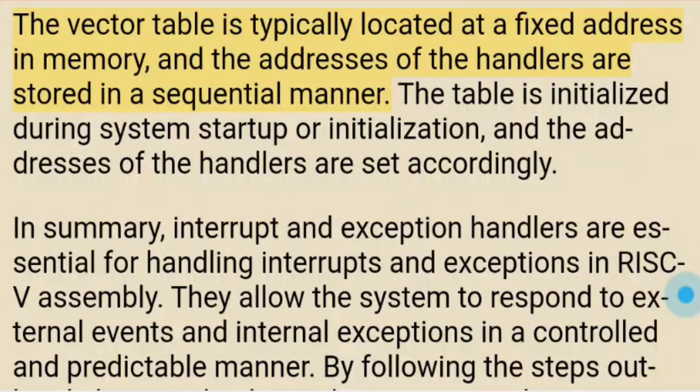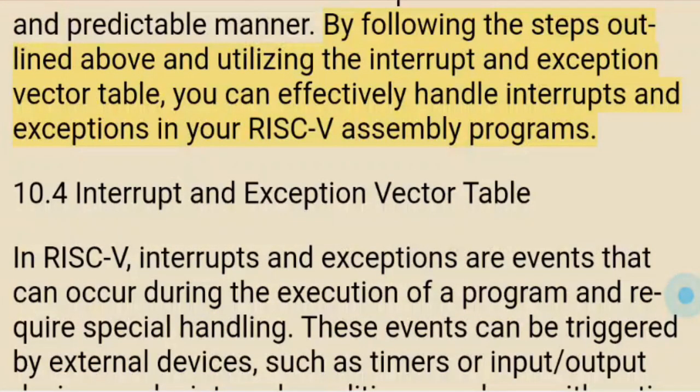The vector table is typically located at a fixed address in memory, and the addresses of the handlers are stored in a sequential manner. The table is initialized during system startup or initialization, and the addresses of the handlers are set accordingly. In summary, interrupt and exception handlers are essential for handling interrupts and exceptions in RISC-V assembly. They allow the system to respond to external events and internal exceptions in a controlled and predictable manner. By following the steps outlined above and utilizing the interrupt and exception vector table, you can effectively handle interrupts and exceptions in your RISC-V assembly programs.